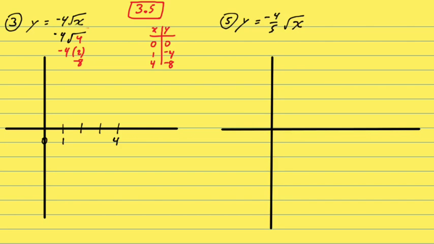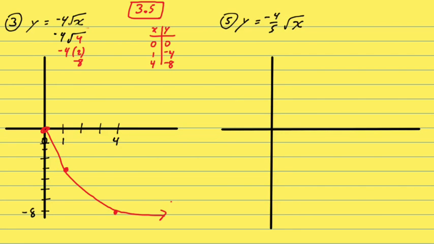So when I plug these in, I get 0, 0. And I get, let's mark some off here, 1, 2, 3, 4, 5, 6, 7, 8. And so I'm going to go through 0, 0, 1, negative 4, which is about here, and 4, negative 8.